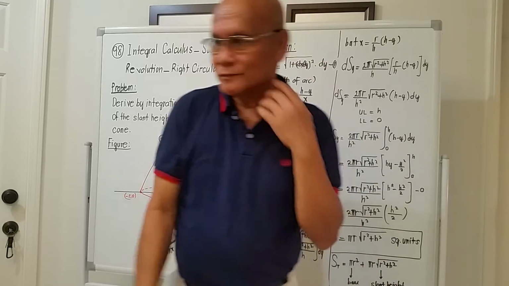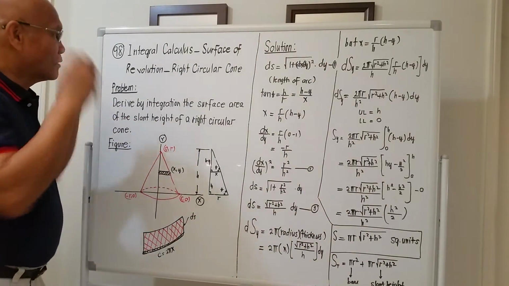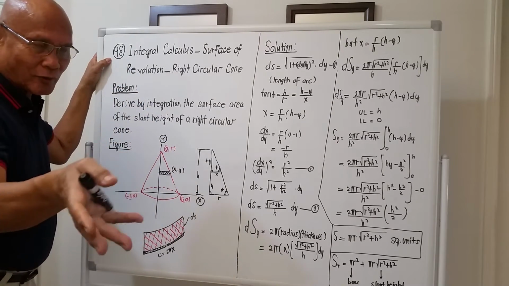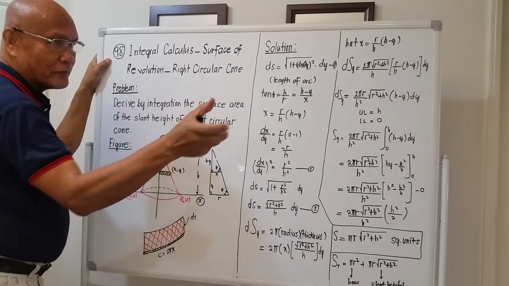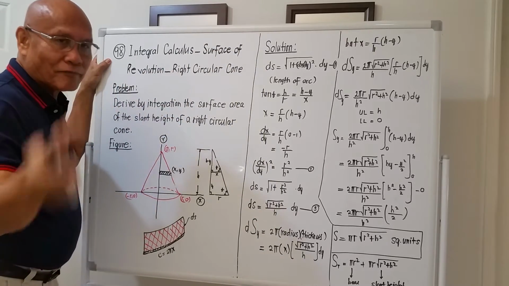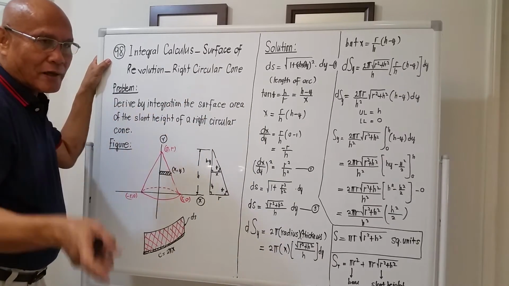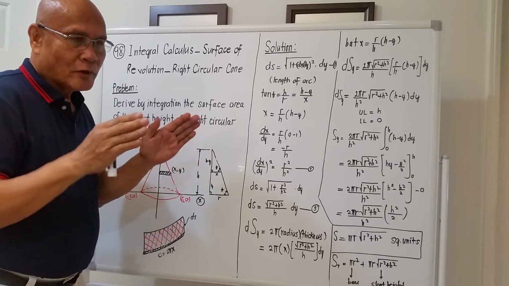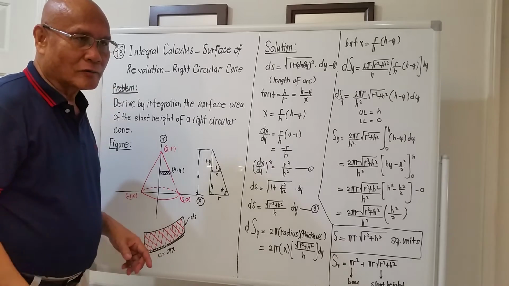Okay, let's proceed. My lesson for this afternoon will be lesson number 98. We are almost on the photo finish on the integral calculus subject. Integral calculus, the subtopic is surface of revolution. And the topic for this afternoon will be right circular cone. We will derive the formula on how to compute for the total surface area of the slant height of a right circular cone.